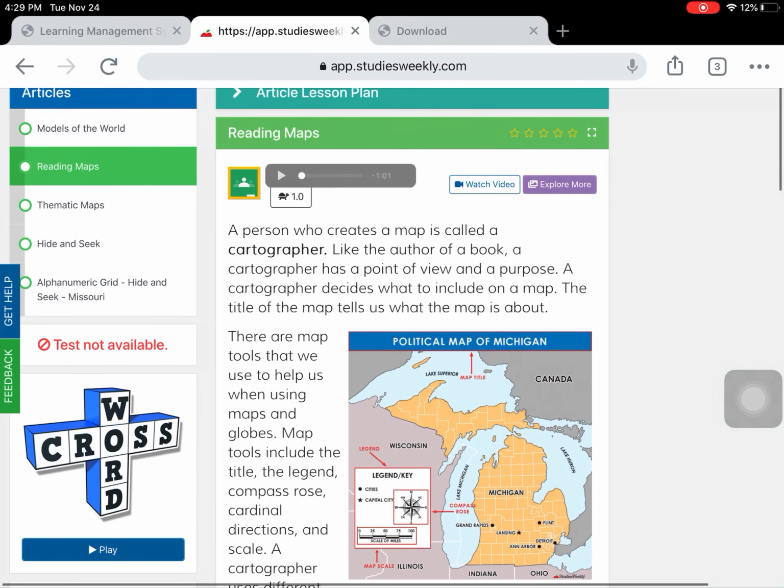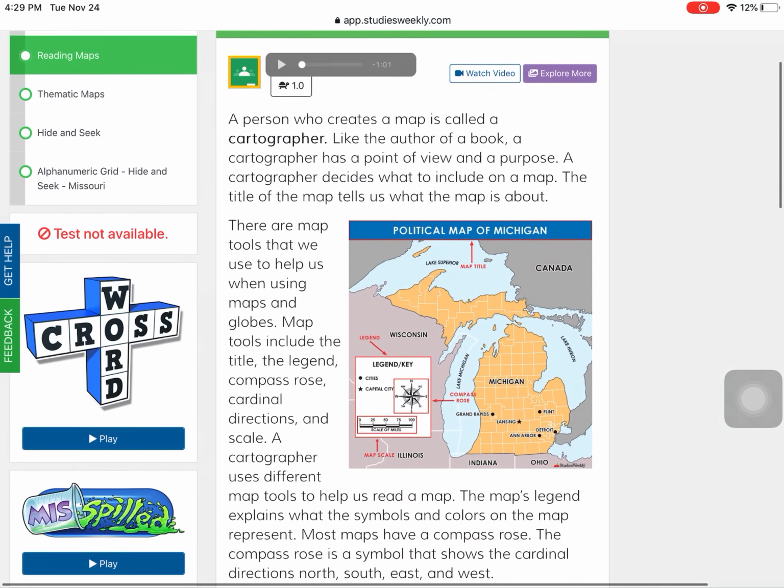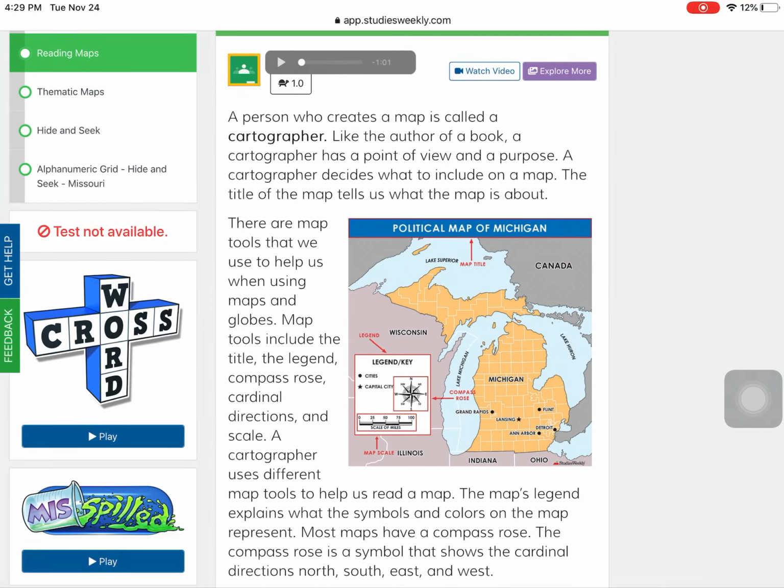We are going to continue on with our reading here. I'm going to read through. This title is Reading Maps. A person who creates a map is called a cartographer. Like the author of a book, a cartographer has a point of view and a purpose. A cartographer decides what to include on a map. The title of a map tells us what the map is about.